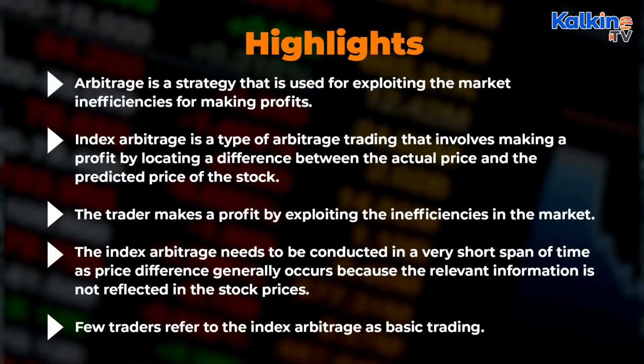Index arbitrage is a type of arbitrage trading that involves making a profit by locating a difference between the actual price and the predicted price of the stock. The trader makes a profit by exploiting the inefficiencies in the market. The index arbitrage needs to be conducted in a very short span of time, as price difference generally occurs because the relevant information is not reflected in the stock prices. Few traders refer to this index arbitrage as basic trading.